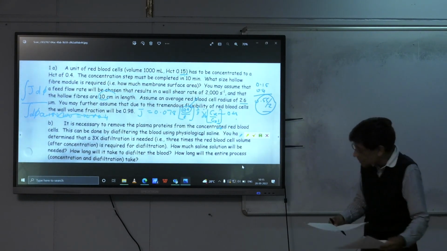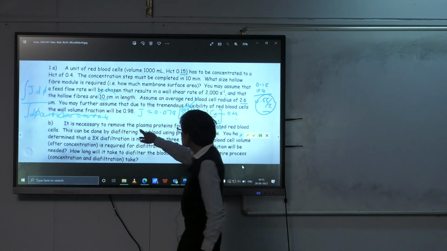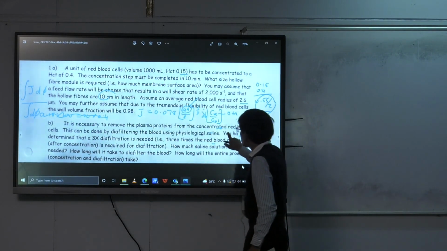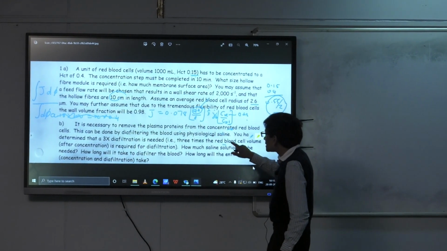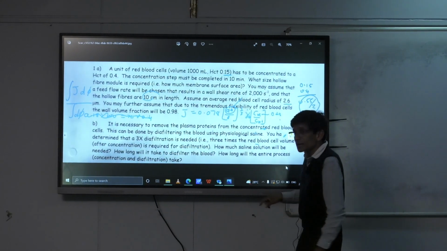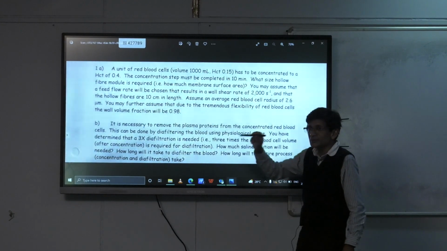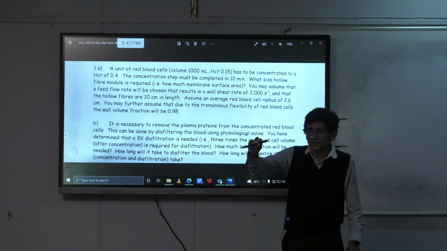Okay, so while she's working on that, let the rest of us look at part 2. Part 2 says it is necessary to remove the plasma proteins from the concentrated red blood cells. This can be done by diafiltering the blood using physiological saline. So we have to come up with a new diagram now, right? So let's do a new diagram. Who wants to try a new diagram? Who would like to do the new diagram?